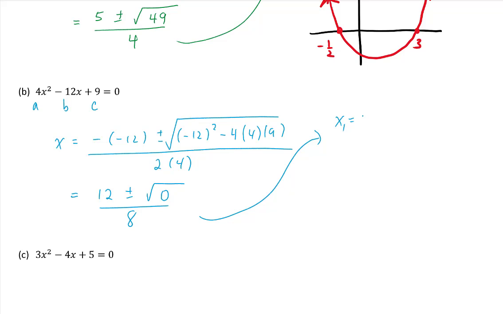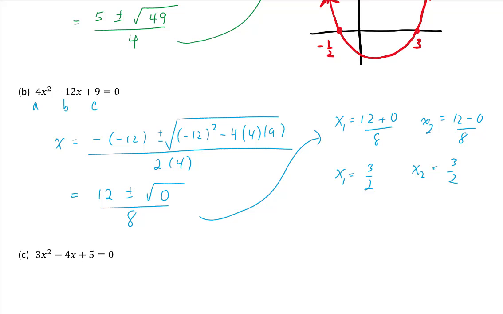So x1 equals 12 plus the square root of 0, which is 0, divided by 8. And the second root, x2, is 12 minus the square root of 0, which is 0, divided by 8. And you can see we get 12 over 8, which is the same thing as 3 over 2. And our second root is also 3 over 2. So we get what's called a double root, or we get one solution to this equation.